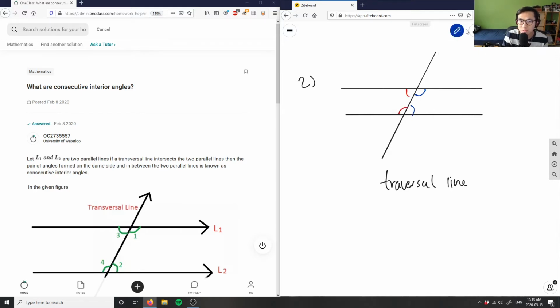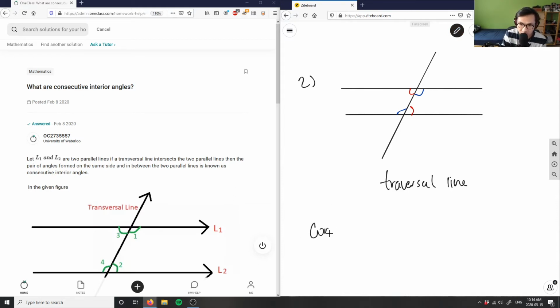So the blue ones here are going to be, actually no, let me redraw these guys here. The blue ones are going to be opposite of each other, and the red ones will be the same here. So drawing this here, what are consecutive interior angles? Well, basically they are angles that here are consecutive and they actually equal to each other here.